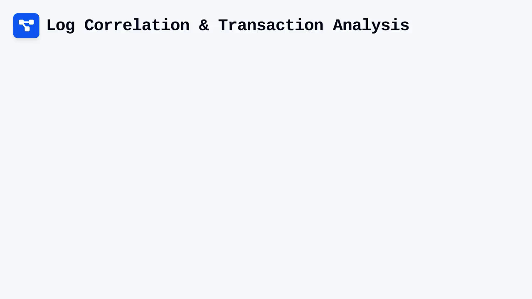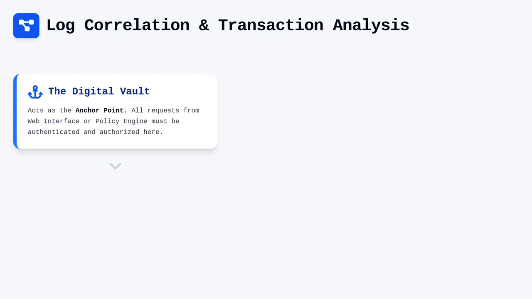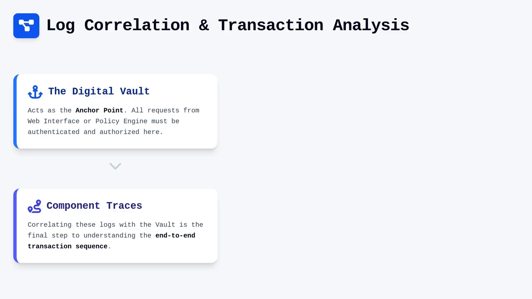Correlating these component trace logs with the digital vault logs is the final essential step in understanding an end-to-end transaction sequence. The vault acts as the anchor point, and any request originating from the web interface or the policy engine must be authenticated and authorized through the vault's own query logs.